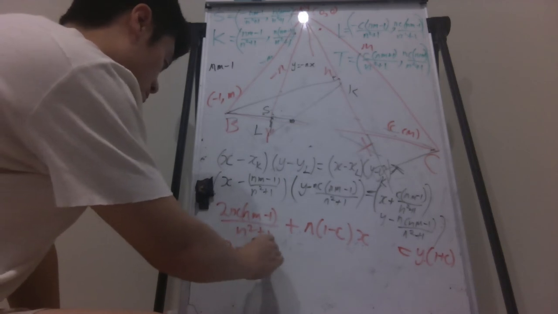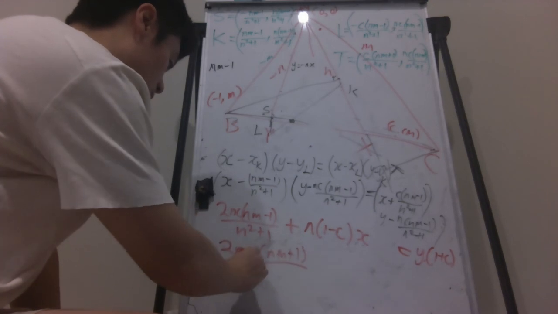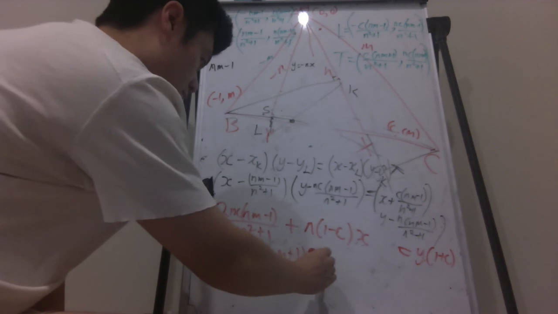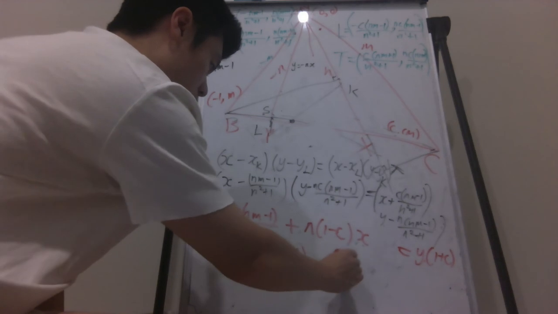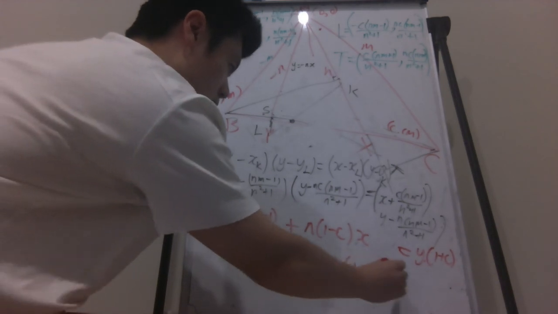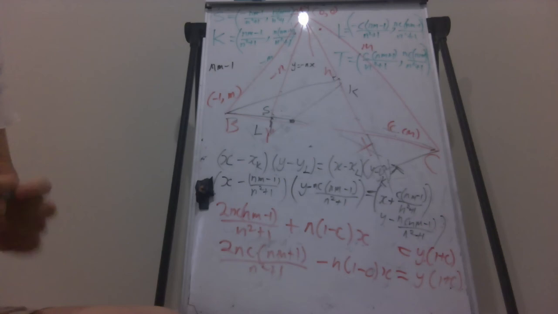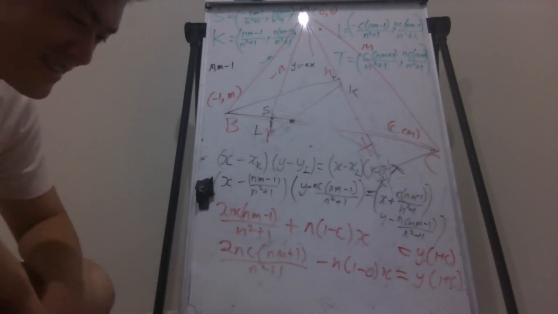So here, 2nc nm plus 1, right? On n squared plus 1. Minus n 1 minus cx equals y1 plus c. Now you add both the equations. Epic. Gets the job done. Are we done? Not yet. Well, pretty much.